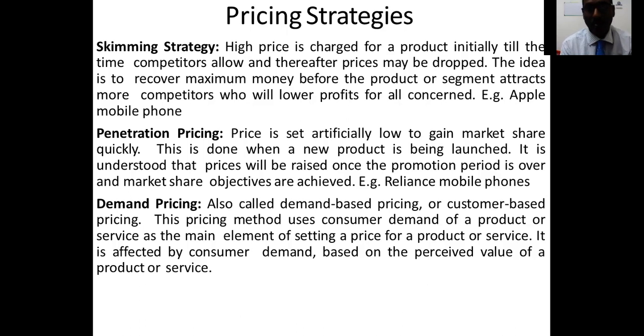And then penetration pricing. This is to increase the market share. So in the introduction stage, they charge very low price. Once the targeted market share is gained, then they gradually increase. The classic example is Reliance mobile phones. When they introduced, they followed this strategy.